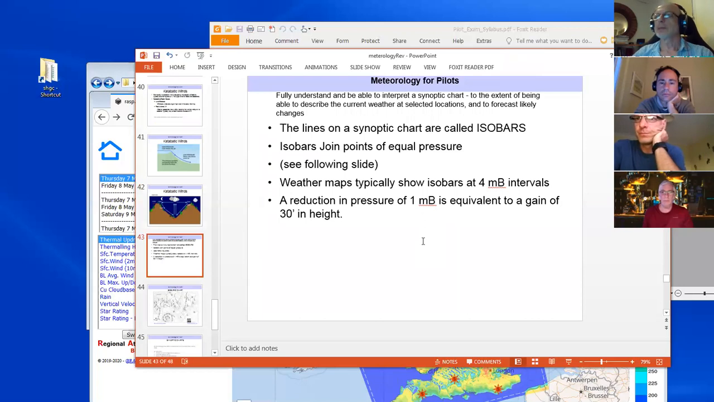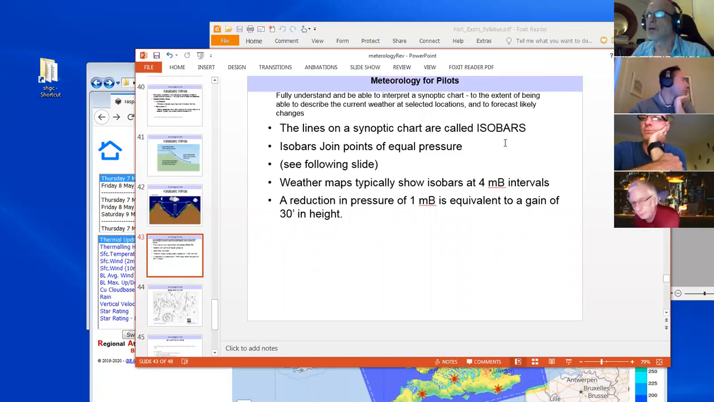Okay, so that catches us up to where we were before. The last section on this is to do with weather charts, synoptic charts, so basically the lines on a synoptic chart are called isobars.